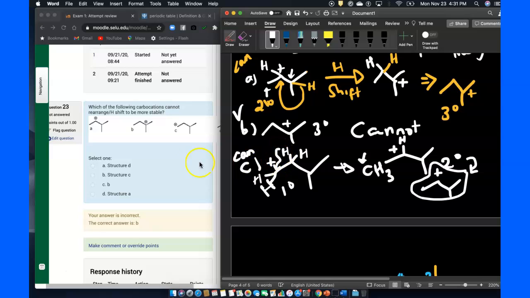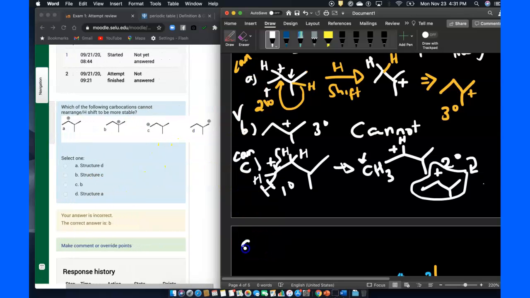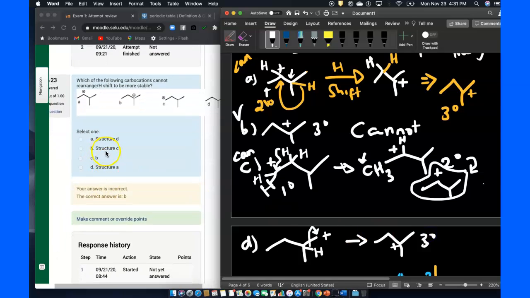And then let's see. The next one, let me squeeze D here. D is also a primary, so the primary can rearrange. There's a hydrogen here. If you do the shift, you're just exchanging positions of the hydrogen and the plus sign. You're gonna end up with a tertiary, so that can rearrange. So the answer was structure B. It's already tertiary. It cannot rearrange to be more stable than before.